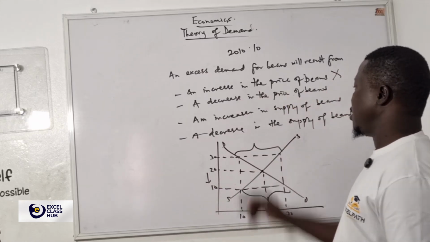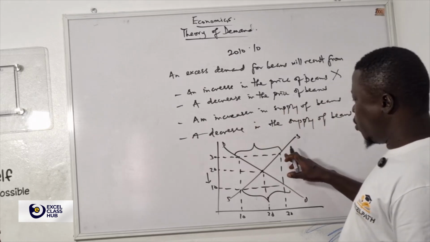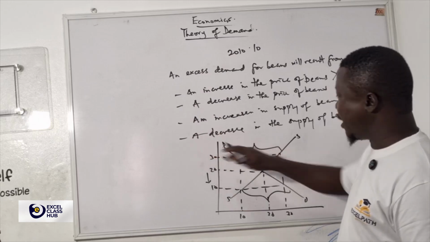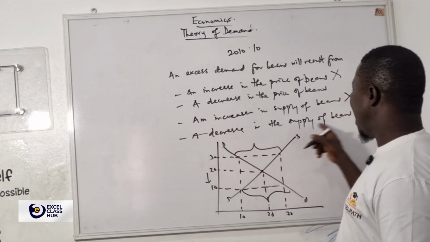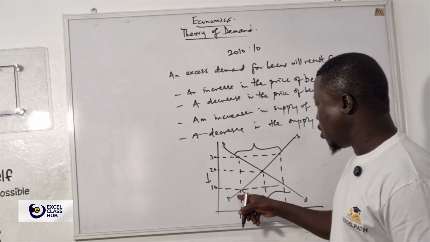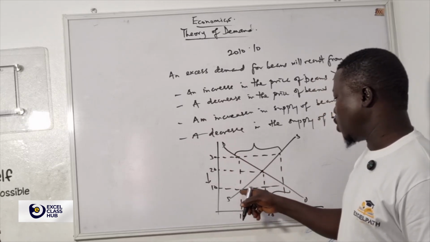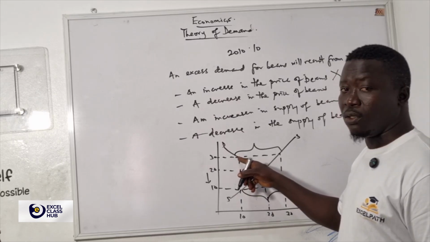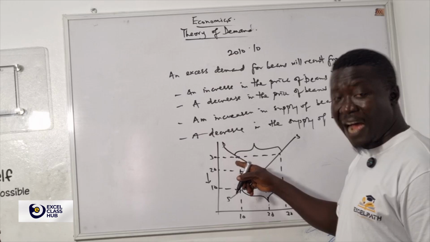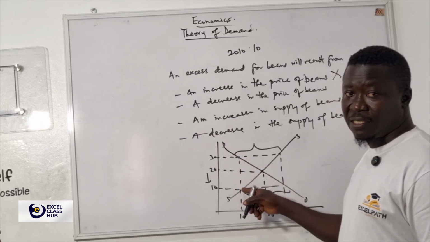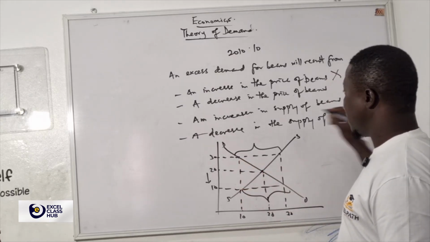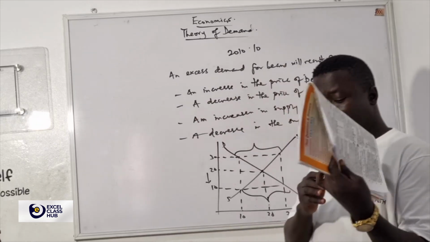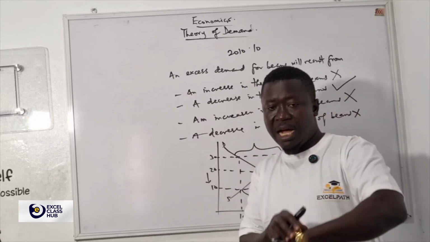Let's see. Wait. An increase in the supply of beans. What will make the supply of beans increase? Definitely the price has also increased. No. A decrease in the supply of beans. If there's a decrease in the supply of beans, automatically what will happen? If supply comes down, demand will go up and price will be high. Understand what I'm saying? So the answer is not this. It will result from a decrease in the supply of beans. So that will be the end of the class on demand and supply.